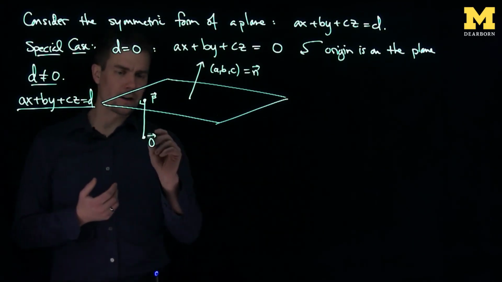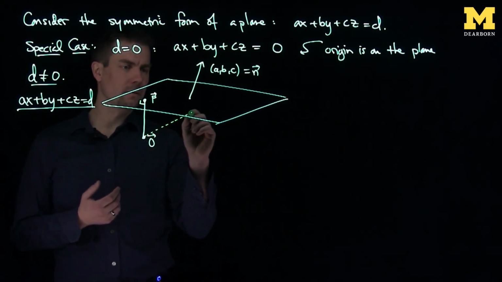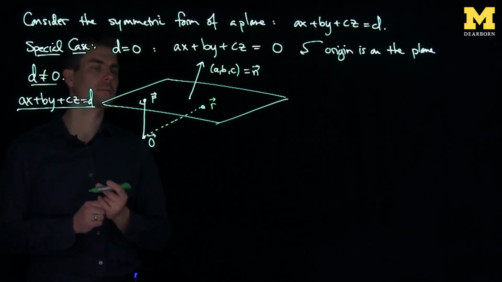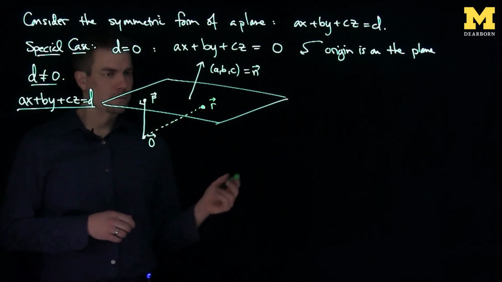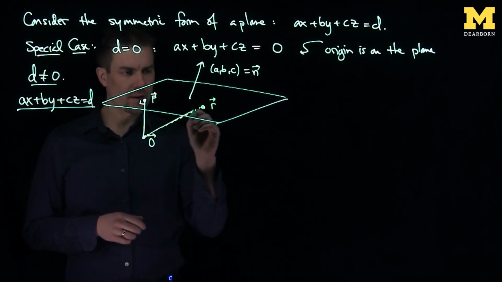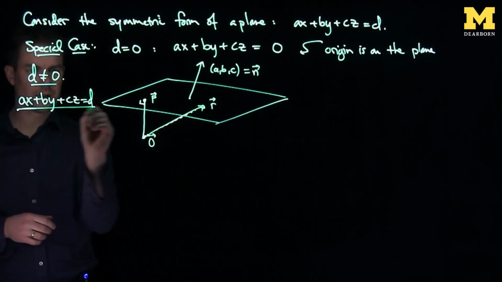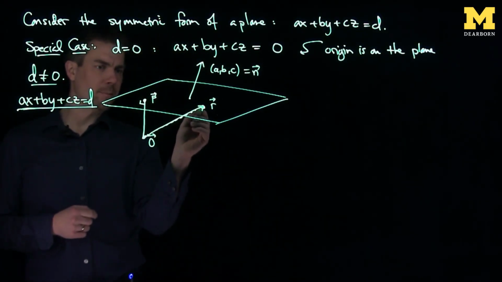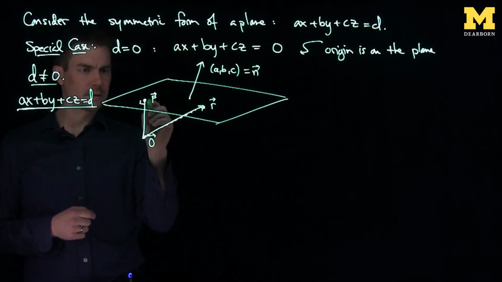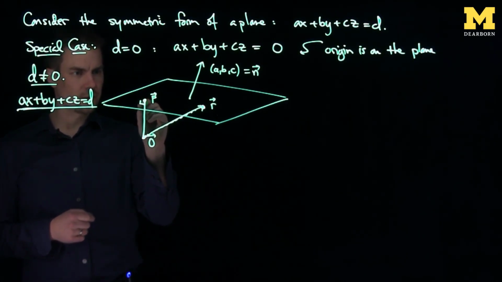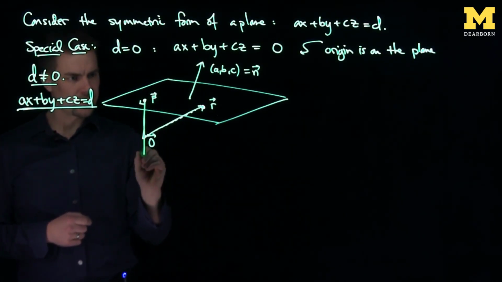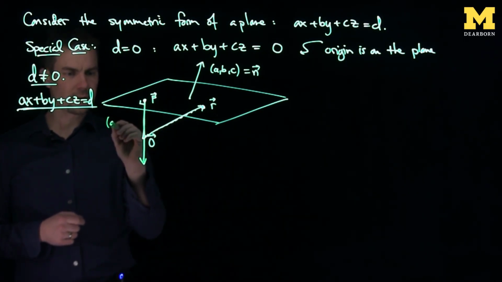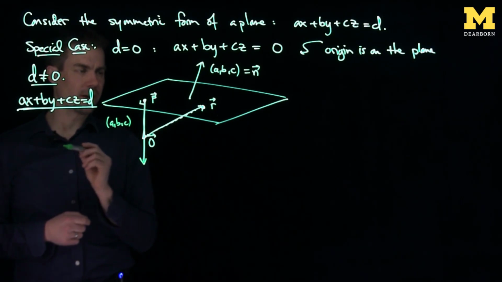What we can do is find another arbitrary point in the plane. Let's call this arbitrary point in the plane R. And what do we know? The vector R is a point on the plane, so X, Y, and Z will satisfy this equation. And what I would like to find is the projection. So this vector over here, this distance from the origin to the plane, is in the same direction as the vector A, B, C, which is the normal vector.